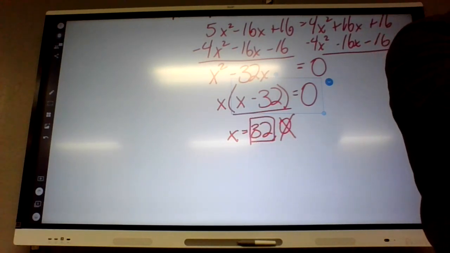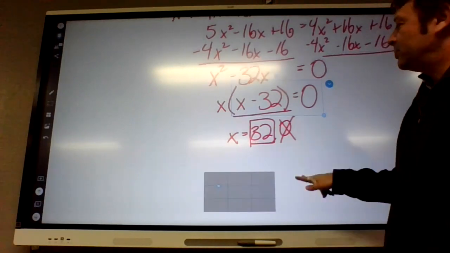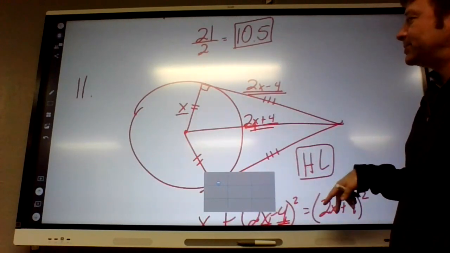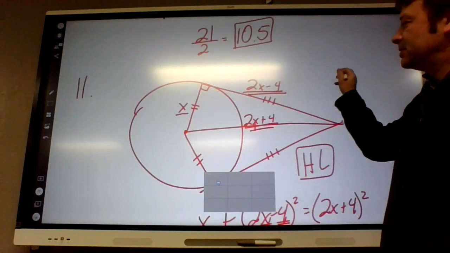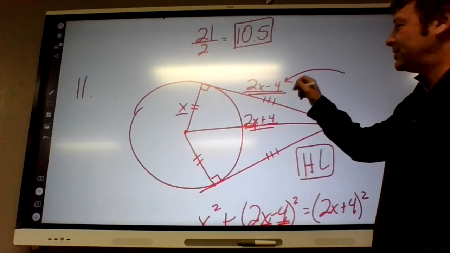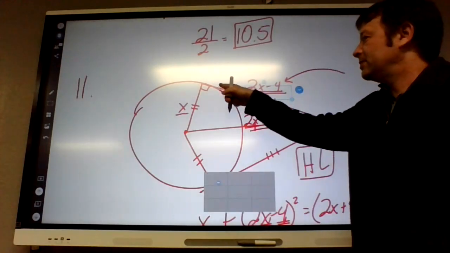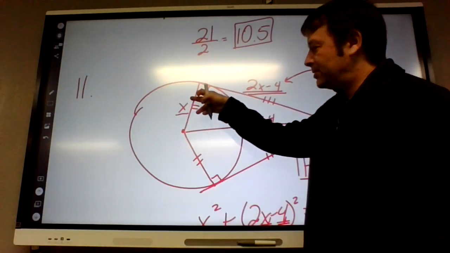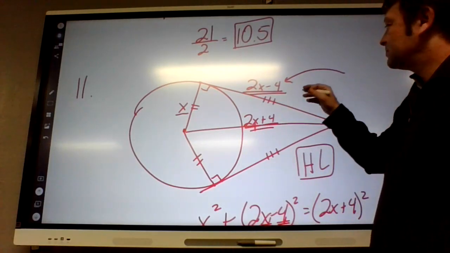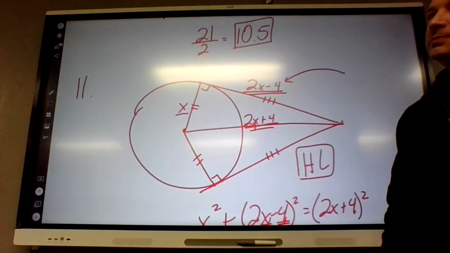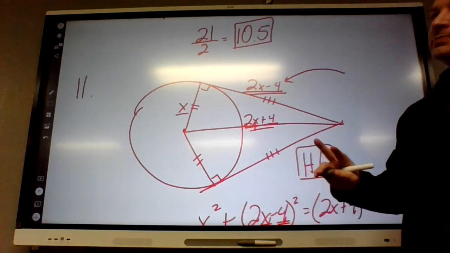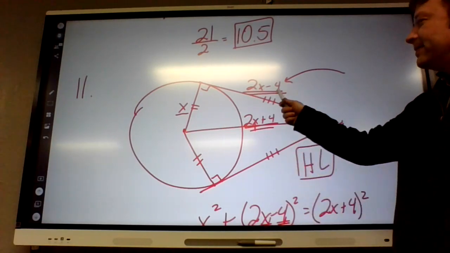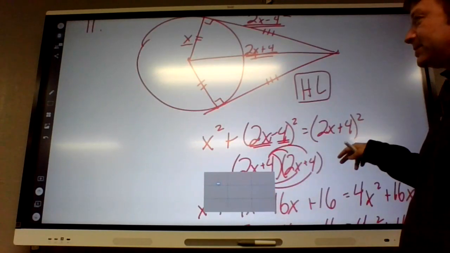They always want more. What did they actually want? I think they wanted the radius, this length. Yeah, they did. So we just need to put our 32 back in. 2 times 32 is 64. And then minus 4 is 60. Yeah, that's it.